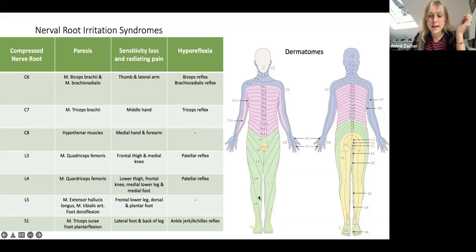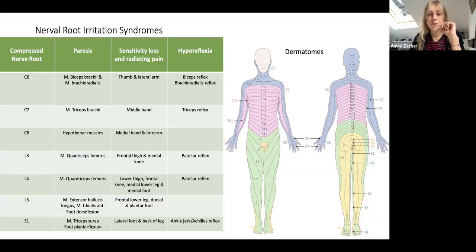L5, once again, doesn't really have a reflex. The muscles that occur here are the extensor hallucis longus and tibialis anterior, so that there would be no foot dorsiflexion possible. So this is your leg and this is your foot, and you couldn't really raise it like this. And you can also see here the dermatome with the sensitivity loss is the frontal lower leg and the dorsal and plantar foot. Once again, there isn't really a reflex for this one either.